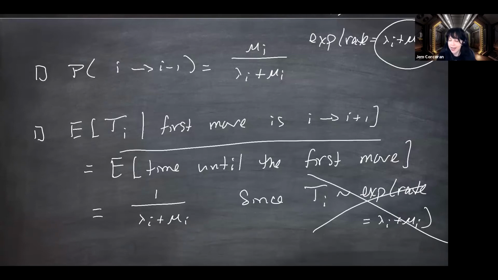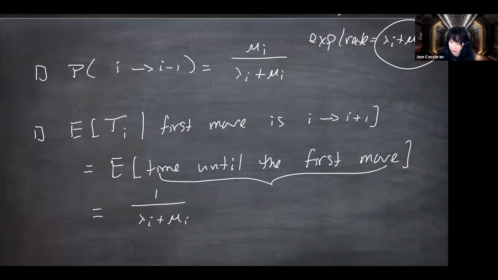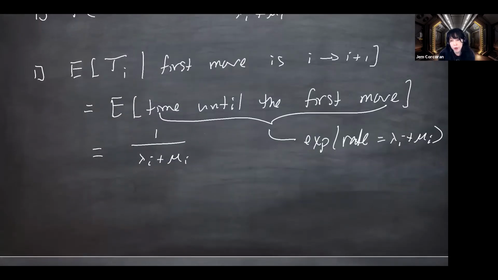But if you're at state I, the time until the next move is exponential. So the thing inside the expectation that I just squared off, that is exponential with rate lambda I plus mu I. We're just waiting for something to happen. Lots of things are racing. We have one more piece to get to our conclusion.